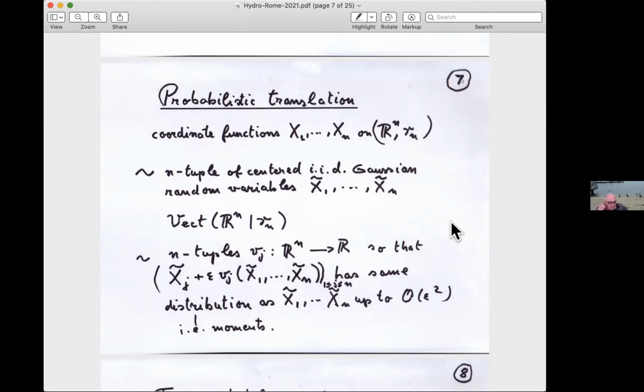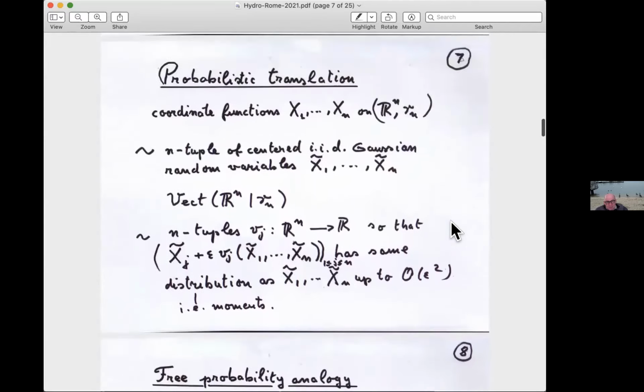That means that there are increments which preserve infinitesimally the Gaussian measure. And the distribution, in order to make sense of this epsilon, order epsilon up to order epsilon square, it's good to look at the distribution as moments. So one takes a collection of moments of this n-tuple of random variables, and these, as function of epsilon, don't change up to order of epsilon square.